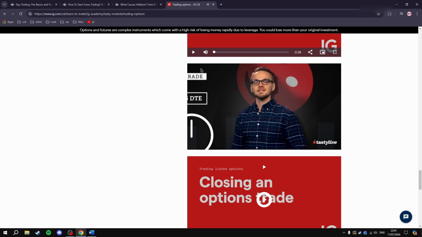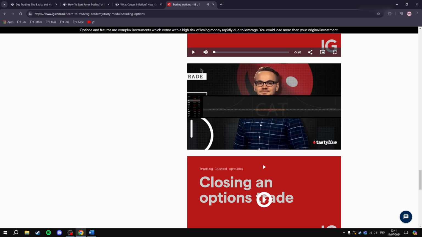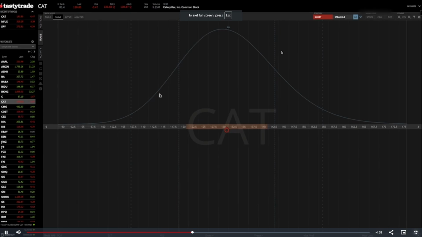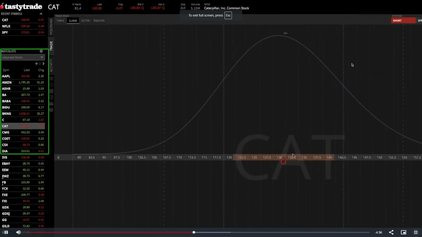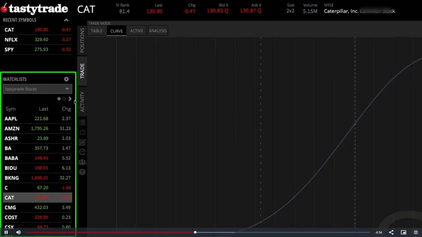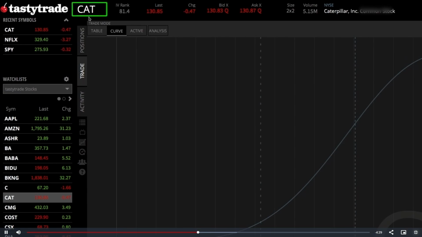Come take a journey with me into the Tastyworks platform and let's take a look at how these trades look in real time. Welcome to the Tasty Trade platform, where we can easily place, adjust, and close trades. You can see my watch list along the left side where I can see what's going on with stocks I'm interested in. Along the top, you can see that I've typed in CAT, which is Caterpillar's stock symbol.